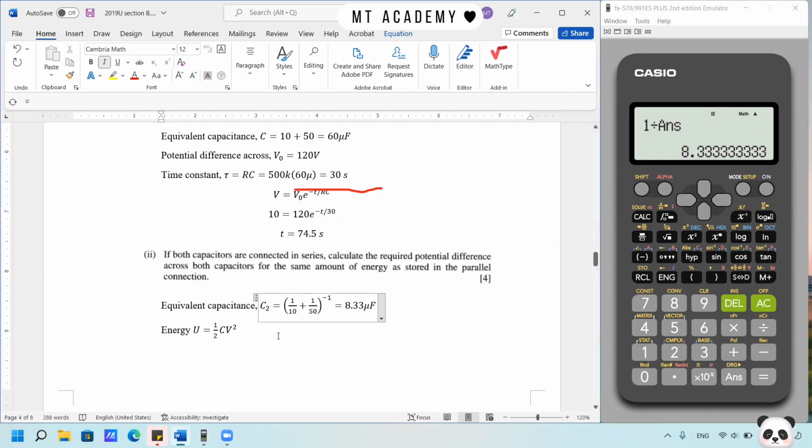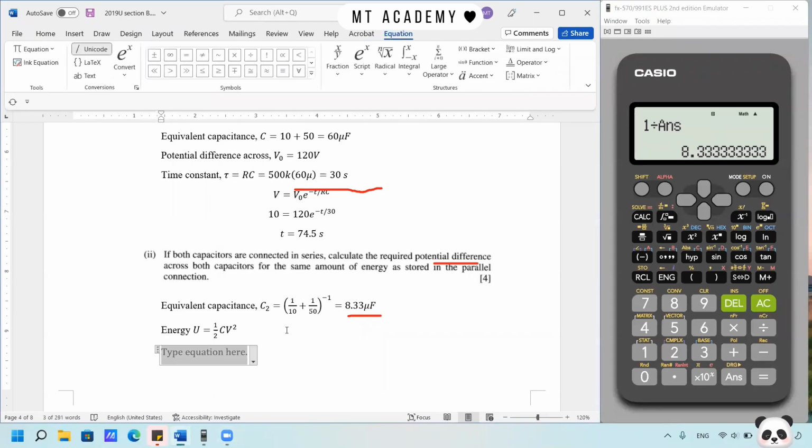Okay, so I think we should choose the half CV square, because we have a different capacitance, and we need to find the potential difference, so we have to use the half CV square instead of the other two formulas. So we need to maintain the energy. So the energy should be the same, E is equal to E.